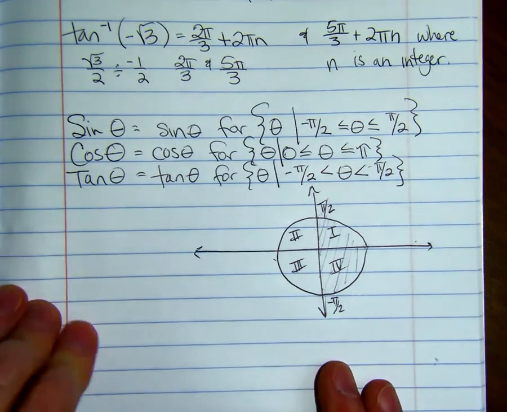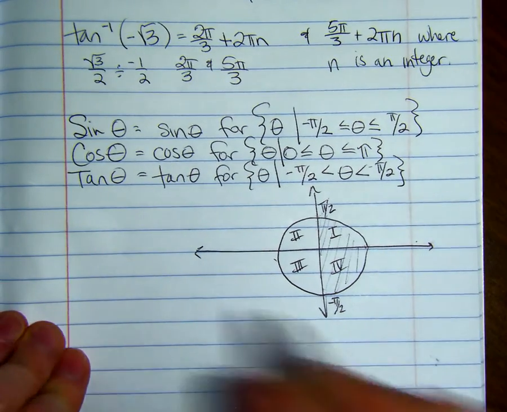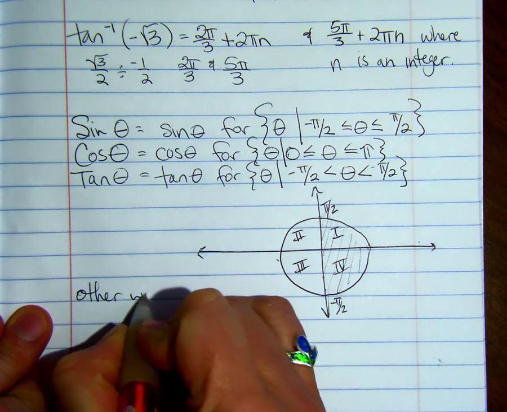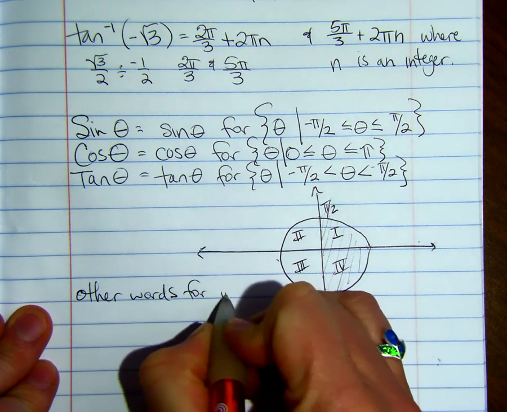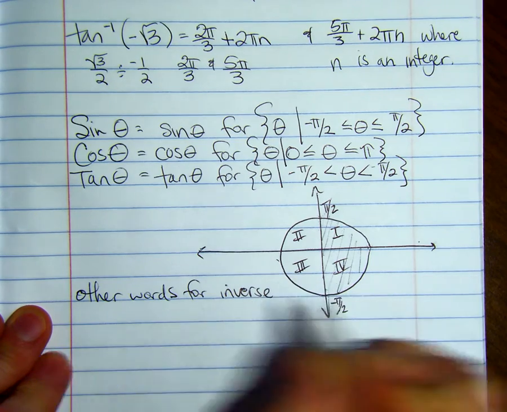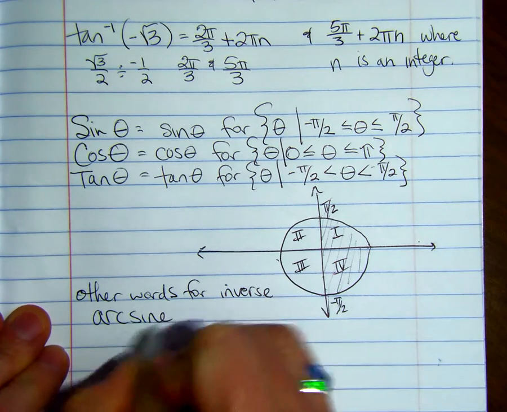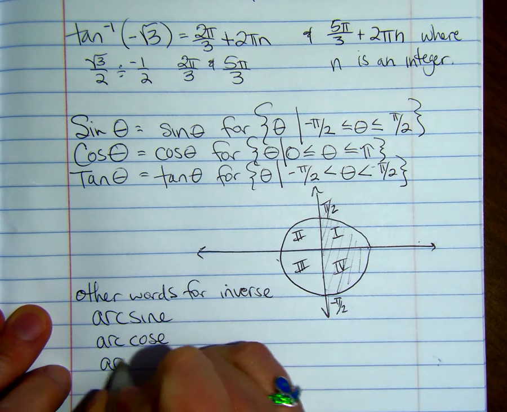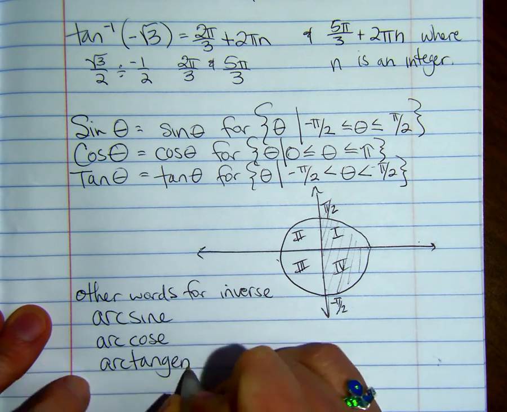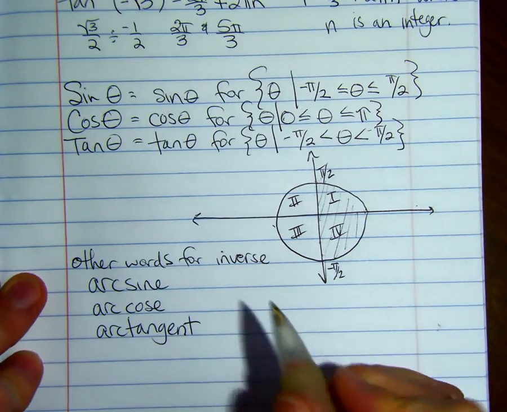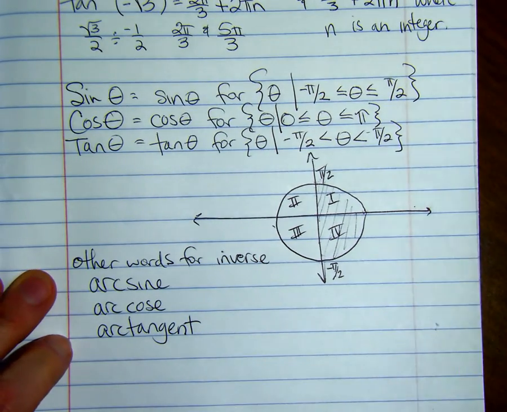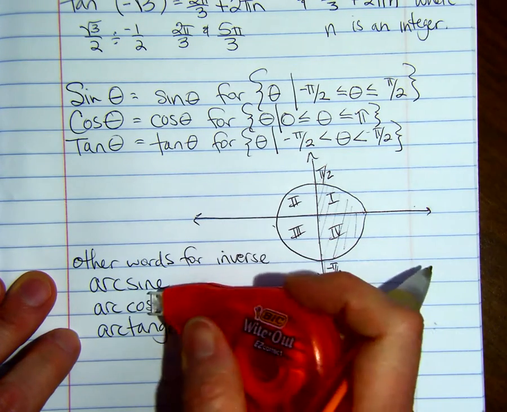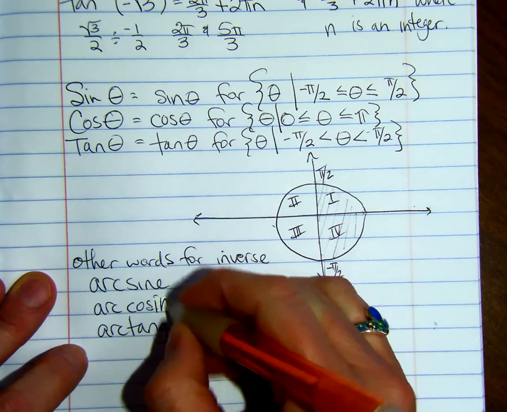Okay. Another word for inverse is arc. So we'd have arc sine, arc cosine, and arc tangent. They're one word. Whoops. Cosine has C-O-S-I-N-E. Forgot the I-N-E.